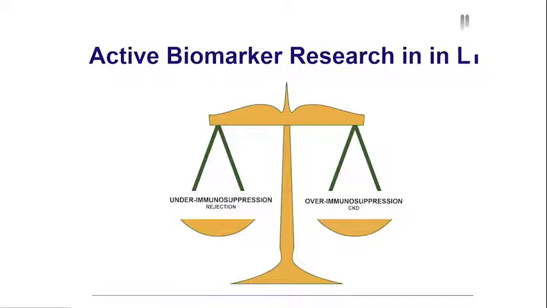So let's talk about liver transplantation in and of itself. The real balance here is this scale, which is we want to find a level of immunosuppression that is appropriately balancing the absence of rejection and also the absence of complications, such as chronic kidney disease. And so this is really the balance that we all try to achieve, and it's very difficult to do in clinical practice. And so we hope that biomarker research is able to balance these two and identify over and under immunosuppression in a better way than we can clinically.